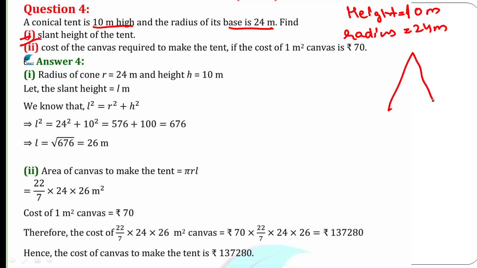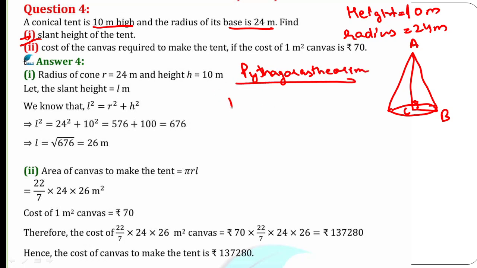So this is your cone. If this is your cone, this is your right angle triangle, right angle triangle ABC. So what is the Pythagoras theorem? Hypotenuse square is equal to perpendicular square plus base square. So what is the hypotenuse here? Hypotenuse is L, that is the slant height.